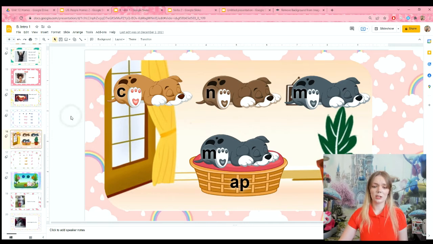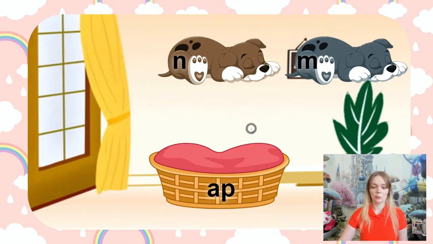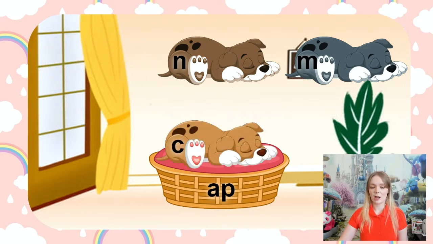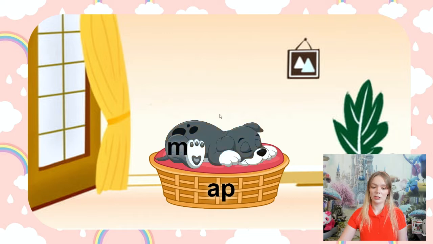We're going to use these puppies here to practice short A words. I'm going to put the puppy to sleep. We have cap. Next puppy, nap. Final puppy. And this is very easy to do.